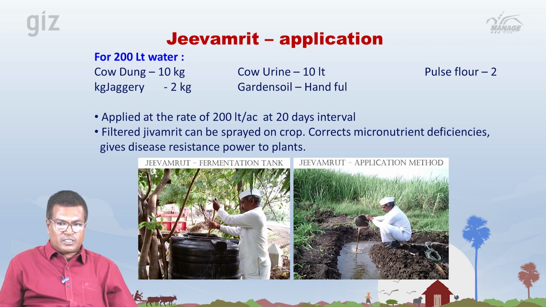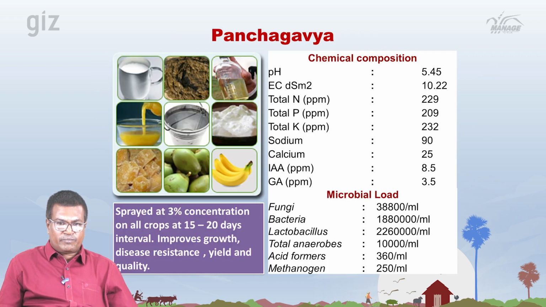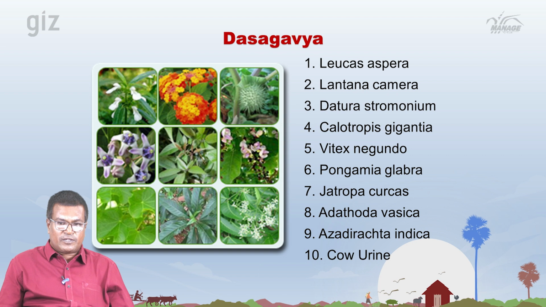Jeevamrit, this is the Jeevamrit application, and Panchagavya, made by making use of 5 kinds of products from the cow. This will have a number of microbes inside it and a lot of microbial load. And when 3% of this Panchagavya is sprayed onto different crops, the growth and development of the crop will be good, and the disease and pest resistance also will be good. Dasagavya is prepared by making use of 10 kinds of plants, and this can be sprayed on the crop towards management of any invading pest.